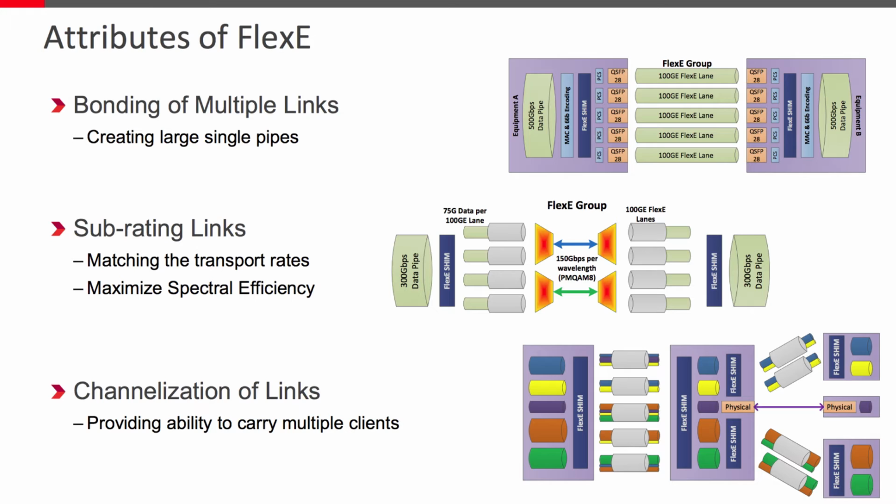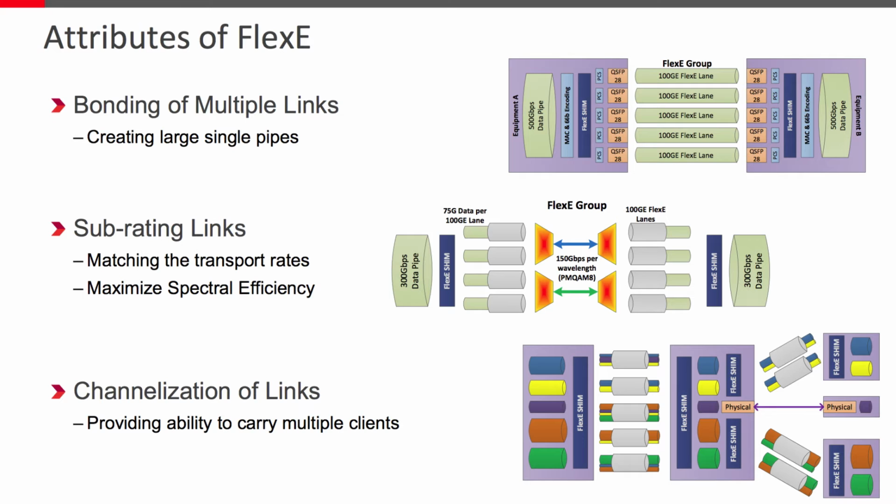In subrating applications, what we see is we have, for example, a 300 gig Ethernet MAC rate that's transported over 4 Ethernet links. Each of those Ethernet links has 75 gig of data on them, and they're transported over a transport network, maybe using QAM8 modulation to get 150 gig over each wavelength. And then they can be reassembled on the other side to get you a 300 gig data rate.